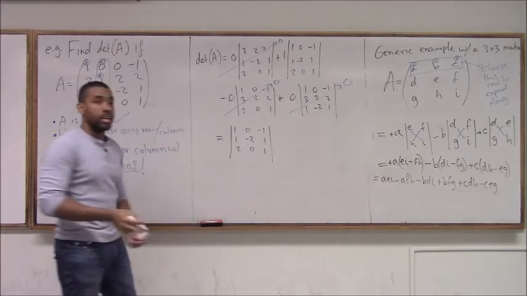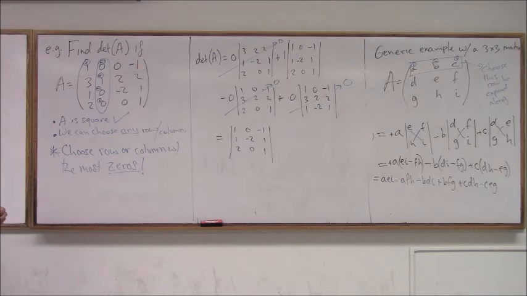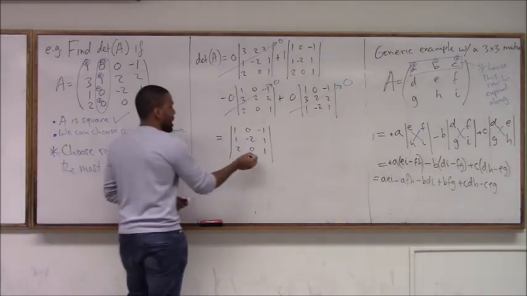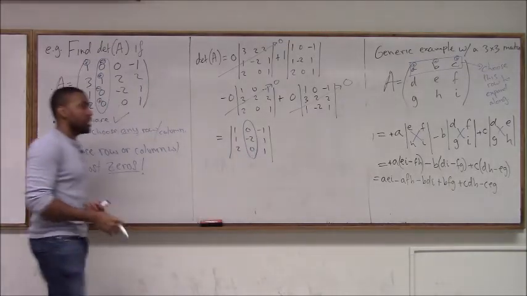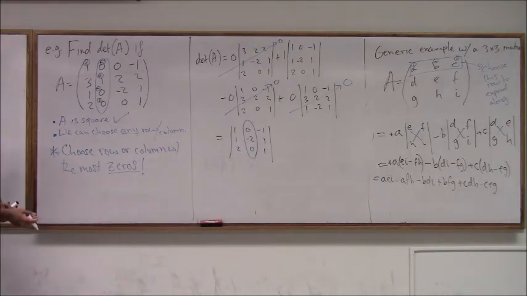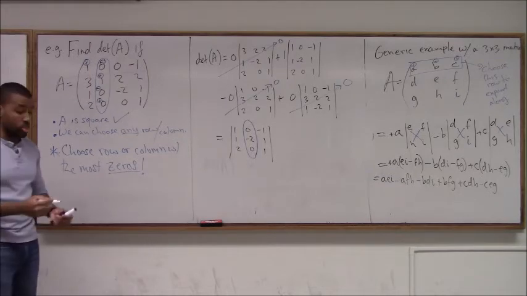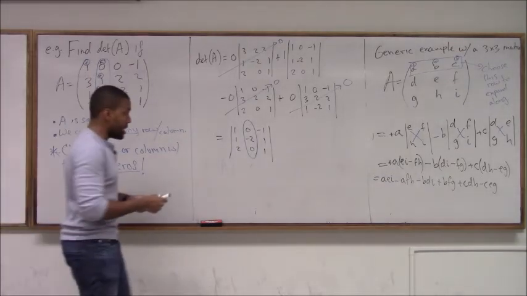Now, how do I find that? Do it again, basically. So what would you choose here? The second column, again. It happens to have the most zeros again, right? The first row and the last row actually have one 0, but the second column has 2 zeros. That's even better. So again, I'm going to do that sign.